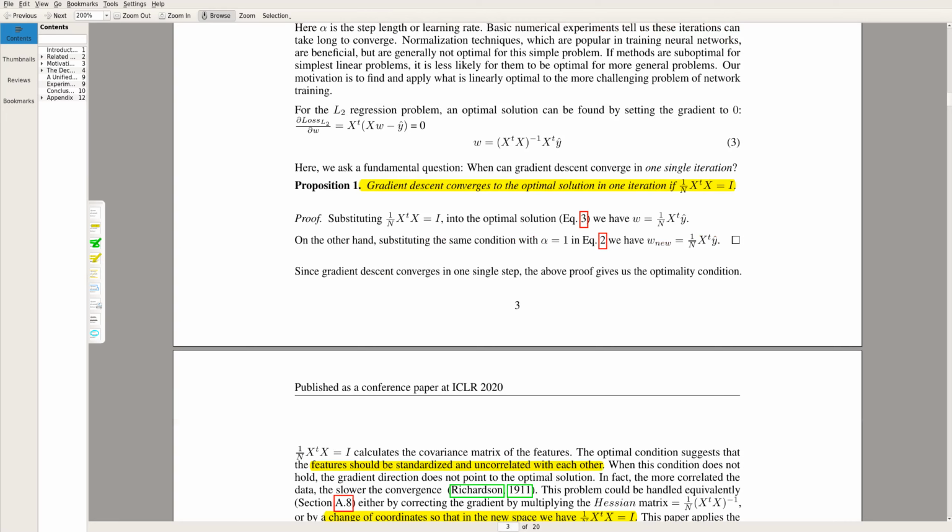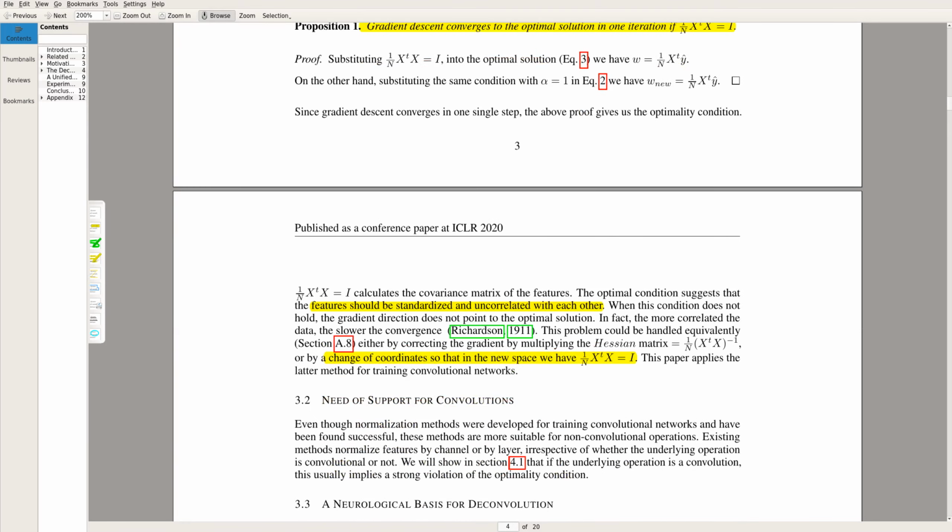And it's sort of easy to show, and from this they actually observe that this condition, the multiplication of the transpose matrix with the matrix itself divided by n equals 1, is actually a claim on decorrelation, a claim on unit covariance of the input data.